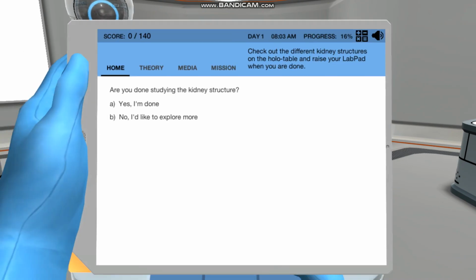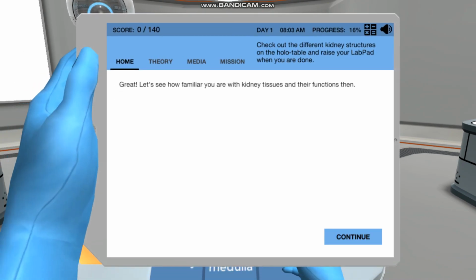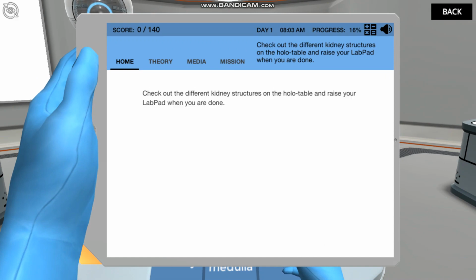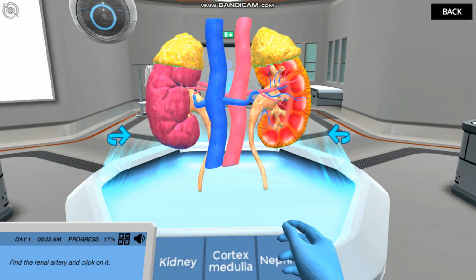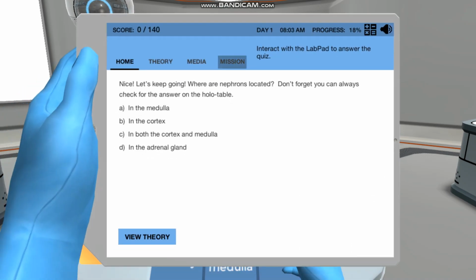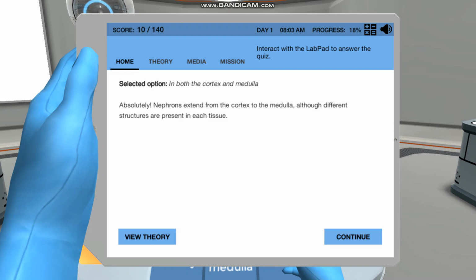Are you done studying the kidney structure? Great. Let's see how familiar you are with kidney tissues and their functions then. Find the renal artery and click on it. Nice. Let's keep going. Where are nephrons located? Don't forget you can always check for the answer on the hollow. Absolutely. Nephrons extend from the cortex to the medulla, although different structures are present in each tissue.